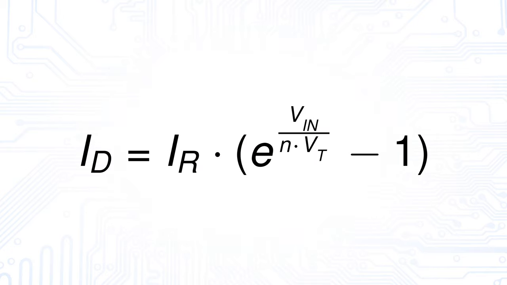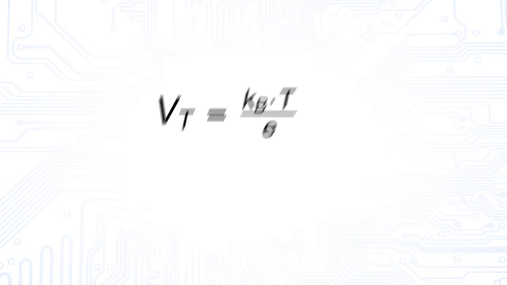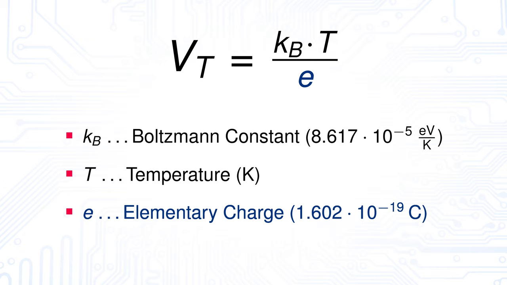The characteristic curve of a diode can also be described mathematically. The Schottky equation is used for this purpose. As expected, due to the exponential shape of the characteristic curve in forward direction, an E function is present in this equation. Furthermore, the forward voltage, temperature voltage, and reverse current are included. The forward voltage is the voltage applied to the diode. The reverse current is the already mentioned small current that flows even if the diode is operated in the blocking region. The temperature voltage can be calculated using the elementary charge, Boltzmann constant, and temperature.